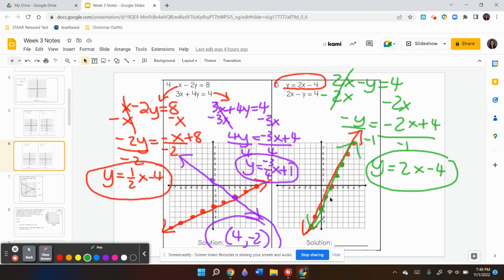So when we have a line being graphed on top of another line and we're trying to figure out how many points they intersect, this is going to be infinite solutions.